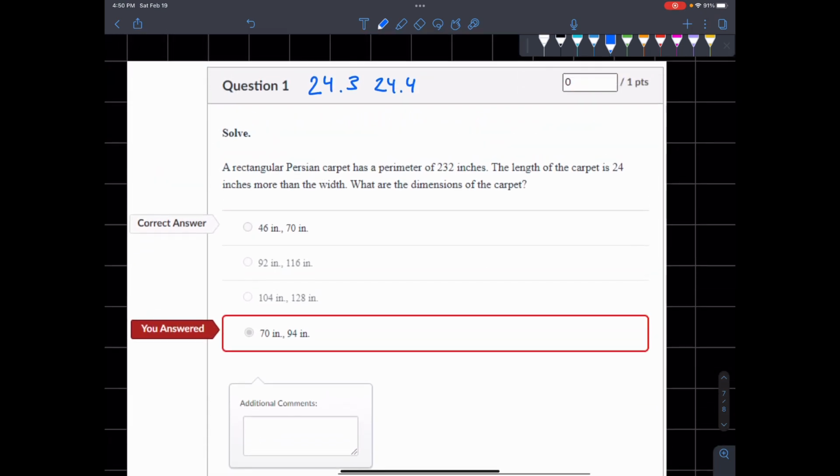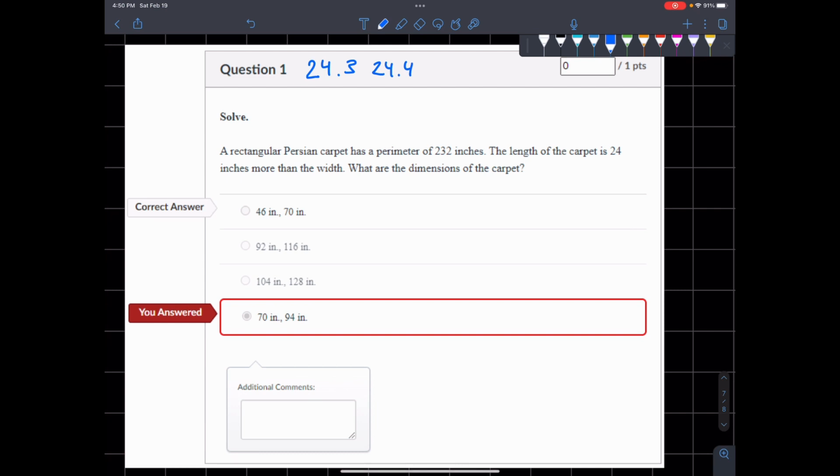Perfect. Moving up to question 1 of 24.3, 24.4. A rectangular Persian carpet has a perimeter of 232 inches. So looking at that, the first thing I do is I know that perimeter is equal to 2 times the length plus 2 times the width. And in this case, we know the perimeter is 232 equals 2L plus 2W. The length of the carpet is 24 inches more than the width. So length is going to be equal to width plus 24.